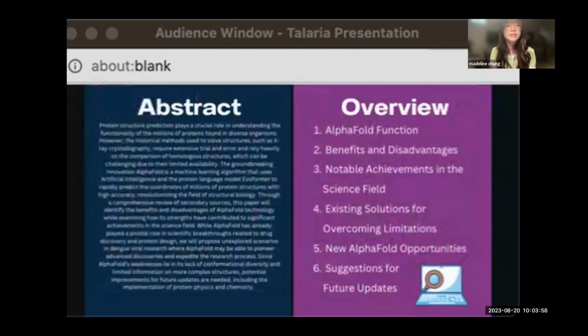I've included my abstract on the left side of this slide for your reference. However, in summary, my research covered a lot of different aspects of AlphaFold, including AlphaFold's basic functions. I've also identified its main benefits and disadvantages, and I've also deep dived into some notable achievements made by researchers using AlphaFold already. And so, although it has contributed greatly to the science field, it's important to acknowledge its limitations. So while doing so, I explored some existing ways researchers have overcome these weaknesses. I've also proposed some unexplored opportunities for AlphaFold to be applied in order to advance the research progress, and suggested some potential improvements to be made in future updates of AlphaFold. And with the agenda laid out, let us dive into the world of AlphaFold.